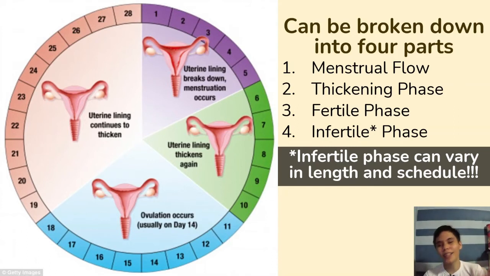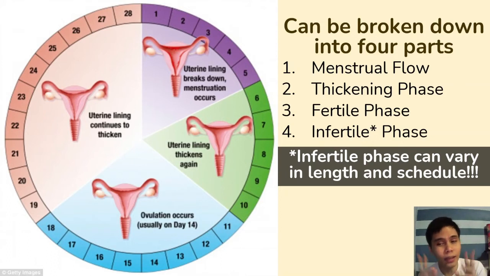The second part is the thickening phase when the endometrium or the inner lining of the uterus thickens. The third phase is the fertile phase when there is most likely the event of ovulation or the release of a mature ovum. And the infertile phase, which is basically when the ovum is already dissolved and the uterus and the entire female reproductive system is getting ready to start the process again.